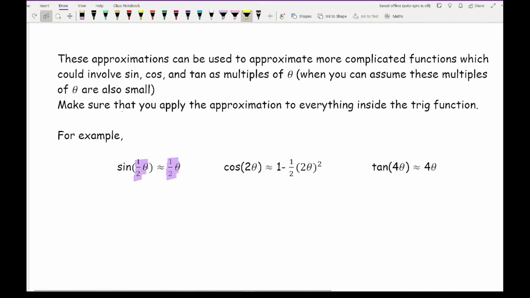With cos 2 theta, all I've done here is replace the theta part in the cos 2 theta with the theta that's in the formula. So I'm not multiplying, even though I've got cos 2 theta, I'm not doing 2 lots of 1 minus a half theta squared. It's just the theta that needs swapping. Whatever is in the bracket, if you had cos 30, put the 30 in brackets, and that is what you replace theta with in these approximation values. And again, moving on to tan 4 theta, because tan theta is approximately theta, that just remains the same like so.